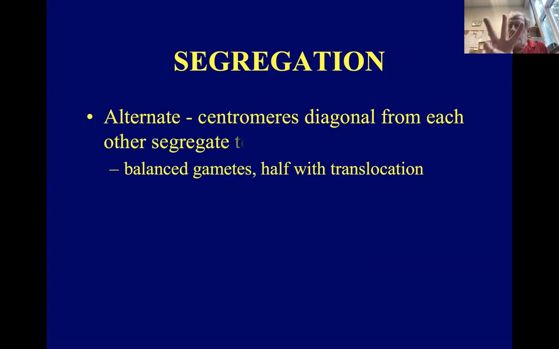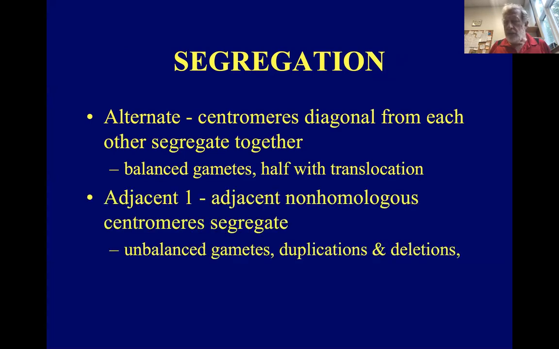So the problem comes not so much with crossing over. We're not going to look at crossing over. We're going to look at segregation. How do those 4 chromosomes separate to form gametes, and what's viable and what's inviable? There are 3 different ways they can split up. The one way that they can make viable gametes is called alternate segregation, where the centromeres that are diagonal from each other end up in the same gametes. And there we get balanced or viable gametes. Half of them have the translocation, but they've got all their genes.